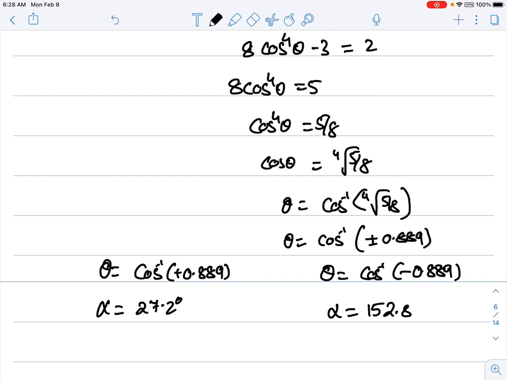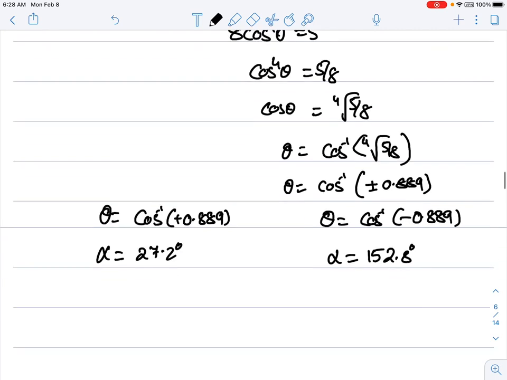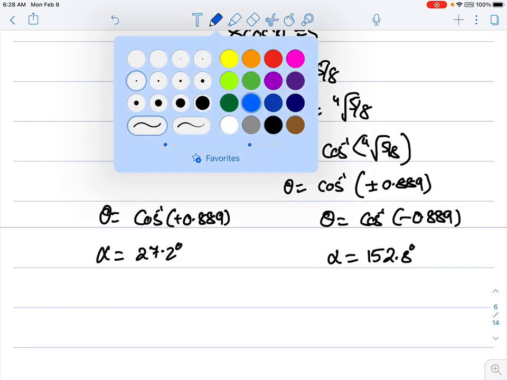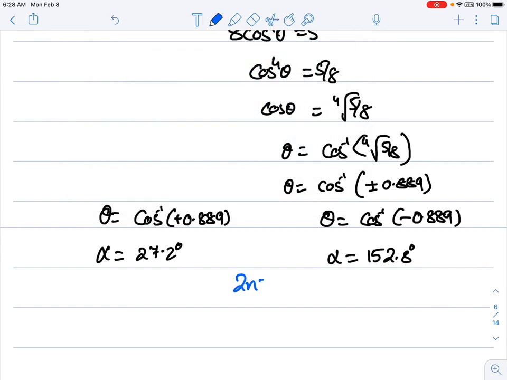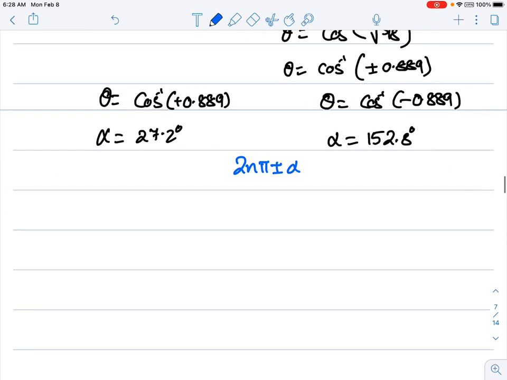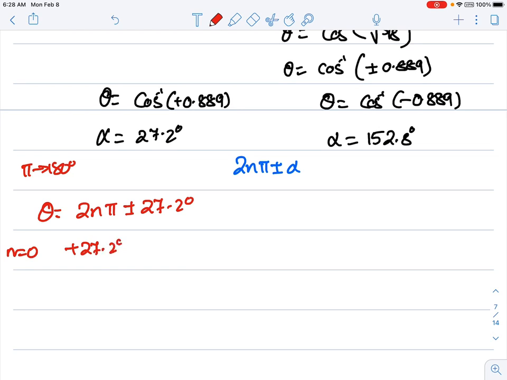Alpha is equal to 152.8 degrees. Now for cos, remember, the general solution is 2n pi plus or minus alpha. So my theta is equal to 2n pi plus or minus 27.2 degrees. So n is equal to 0. Remember, pi means 180 degrees. N is equal to 0, I get plus 27.2 degrees and minus 27.2 degrees.